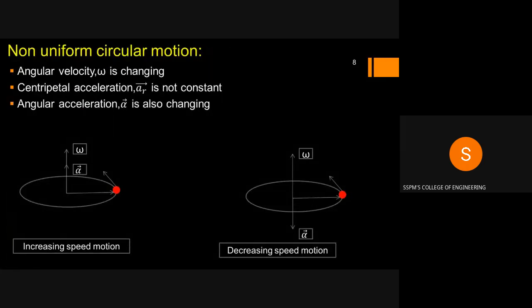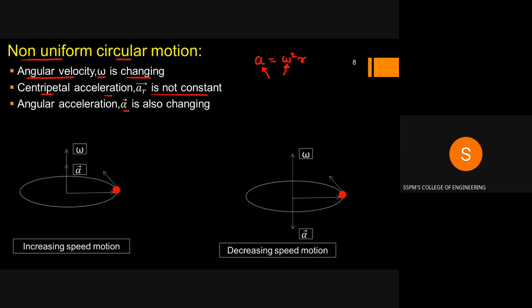So the second type in circular motion is non-uniform circular motion. Non-uniform circular motion means the angular velocity, that is omega, is changing with respect to time in the circular motion. Centripetal acceleration a_r is not constant. As omega is changing, the acceleration will also change, because the formula for acceleration is omega square into r. So as omega is varying, acceleration will also vary. Angular acceleration alpha, that is alpha bar, is also changing.